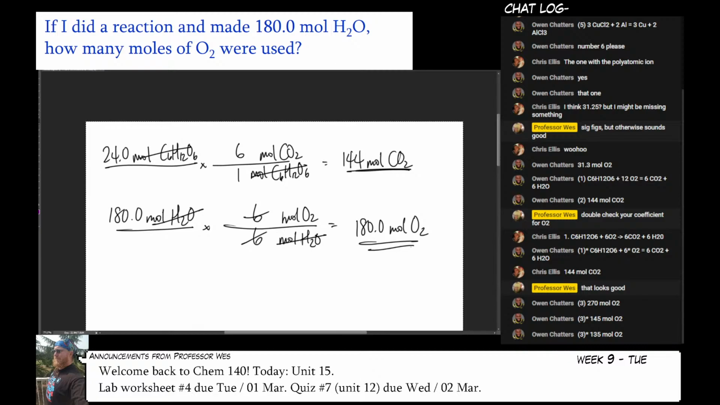Because that checks out, right? If I make the same amount of H2O that I put in for O2, because it's 6 versus 6, then if I put 180 in, I should also get 180, right?